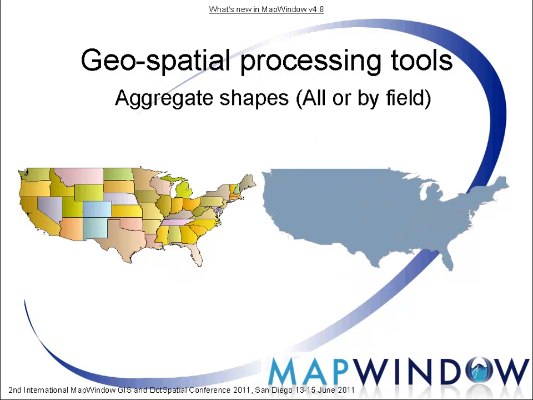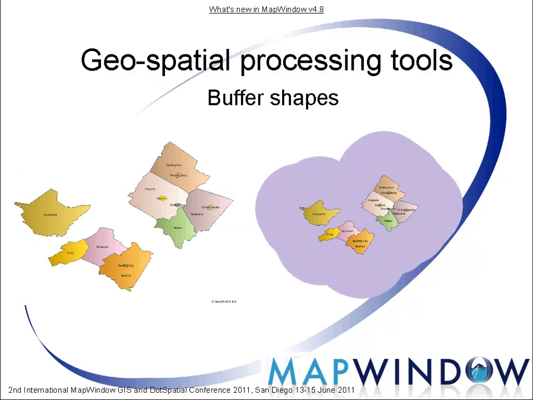You can aggregate shapes all or by field. In this example, I've aggregated all state shapes into one huge state shape. You can buffer shapes. In this case, I used the county sample layer file and I've buffered all shapes. You can also select 1 or 2 shapes and only buffer the selected shapes.